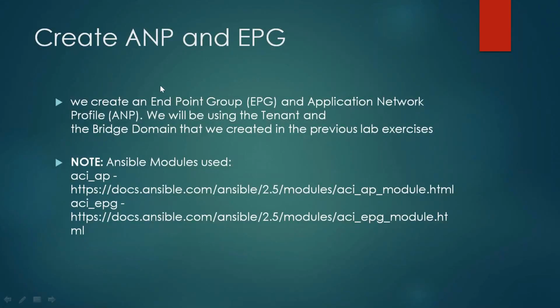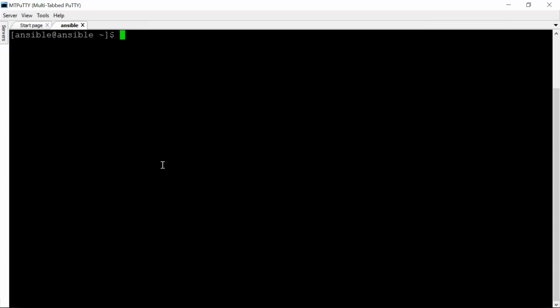In this particular lab, we are going to create application profile and endpoint group. You can go and refer these links for application profile and the endpoint group. So let us go and log in to our Ansible from where I want to create AP and the endpoint group. So here I am inside my Ansible. First of all, I'll create one directory, say end application profile, and then I'll move to that directory. From here I will define everything.